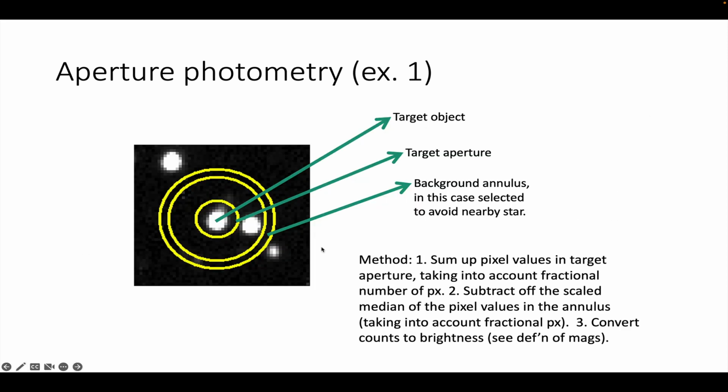Here's an example. Here I've got my target. This first circle is the target aperture, and this ring here is the background annulus. In this case, it's been carefully selected to avoid this nearby star. The way you do this is you sum up the fluxes from the target star inside that aperture. Then you count up the flux in the background in this annulus, get the median, and scale it by fractional pixels to get the total amount of background in the aperture. You subtract that estimate of the background from the total flux in the aperture, and then convert the total number of counts you get for your target to brightness. We're going to talk about brightness and magnitudes shortly.